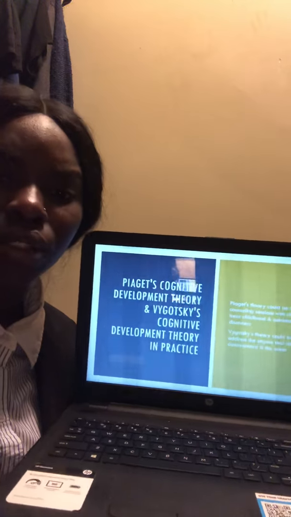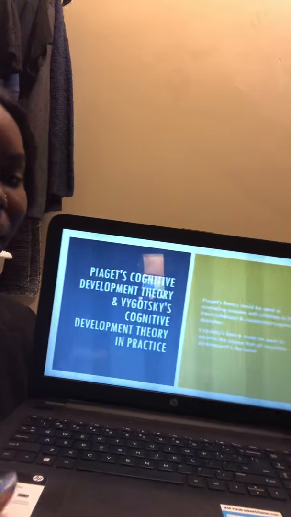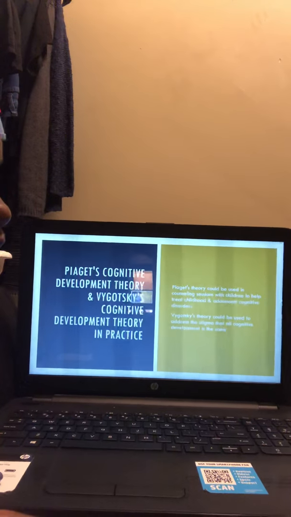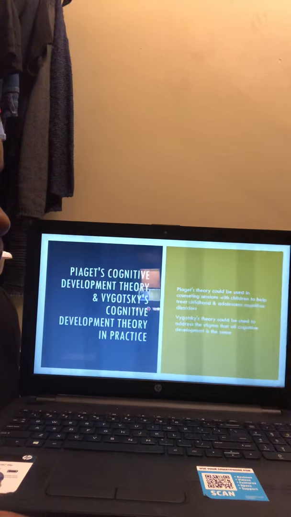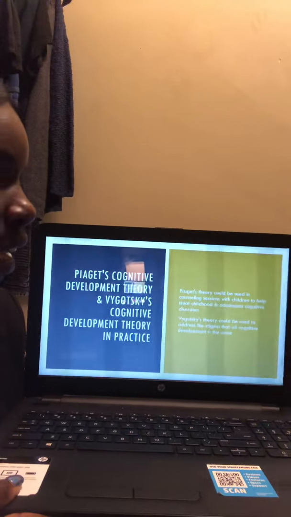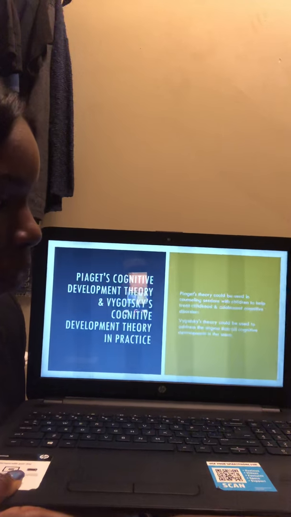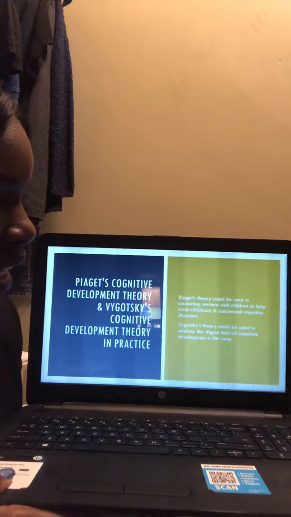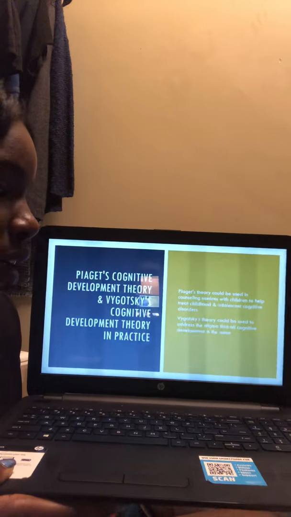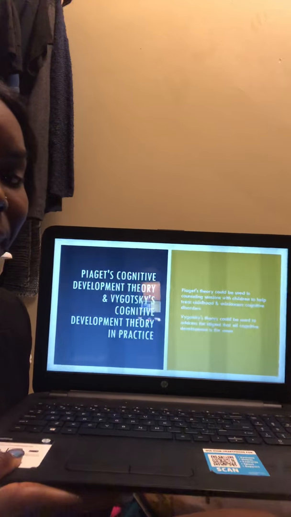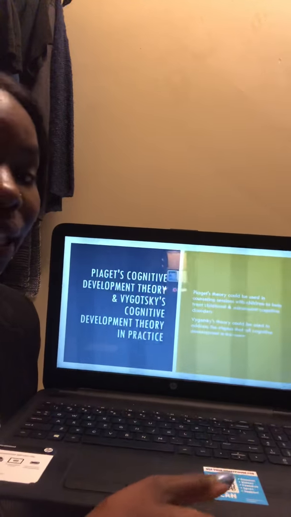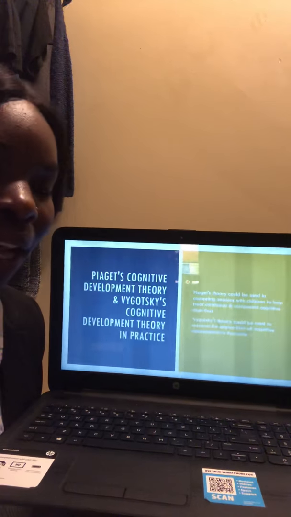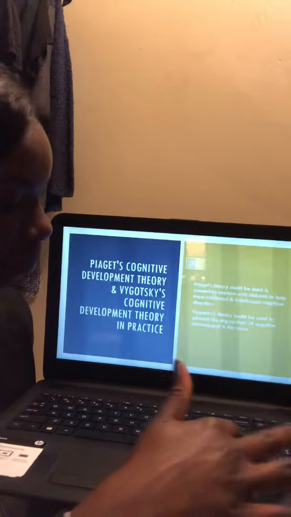So how can we use these two theories in practice? We could use Piaget's theory to counsel children that may suffer with cognitive disorders. And we could use Vygotsky's theory to address the stigma that all cognitive development is the same, because this theory proves that it's not. It has a social context that is important to development.